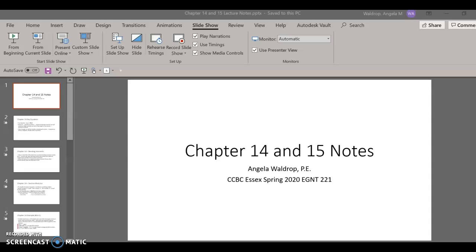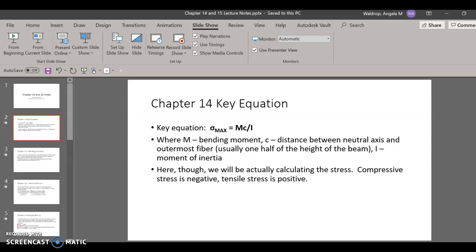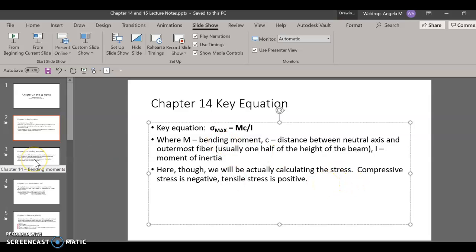The key equation that we're going to use here is, if you look at it, sigma equals Mc over I. That's the one right there. M represents the bending moment. C represents the distance between the neutral axis and the outermost fiber. It's usually 1/2 of the beam depth, and I is your moment of inertia. The only thing that we're really calculating here that we care about is the stress, sigma max. Compressive stress is negative and tensile stress is always positive.